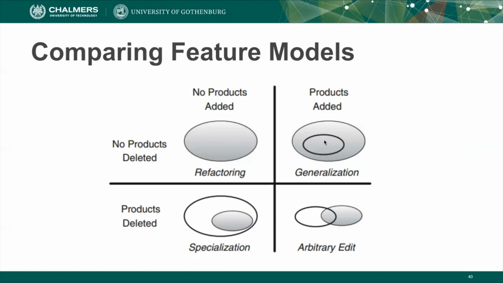Generalization means we added products. So we went from defining this set of products to a larger set. A specialization means we now offer a smaller set of products. And an arbitrary edit might add some products but delete others at the same time.